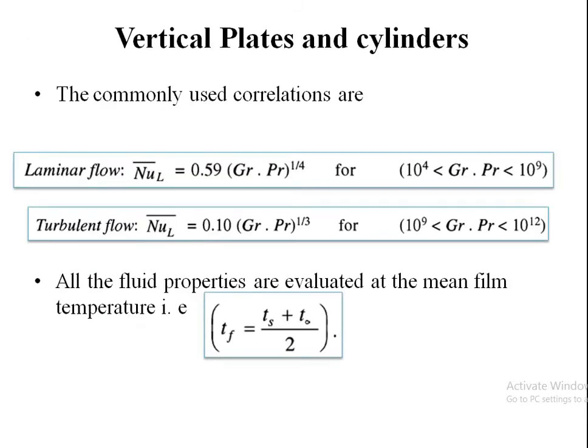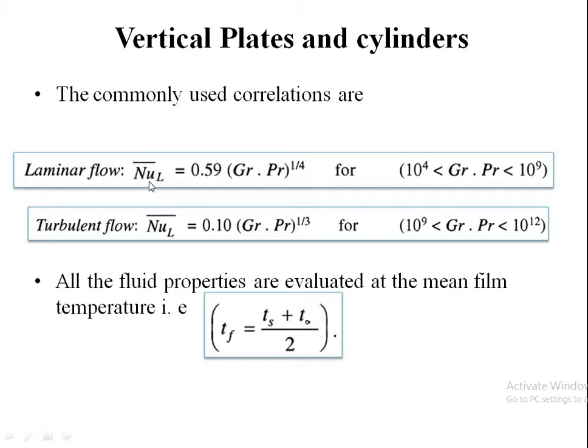Then here we are going to see these particular empirical relations for the vertical plate and cylinder. The commonly used correlations are: the first relation is for the laminar flow. Now the flow is considered to be laminar if the Grashof number multiplied by the Prandtl number, that is nothing but the Rayleigh number, is in between 10 raised to 4 to 10 raised to 9. So at that time the flow becomes laminar flow.